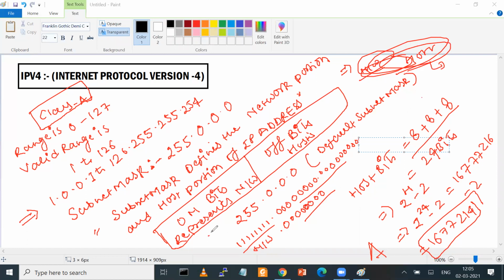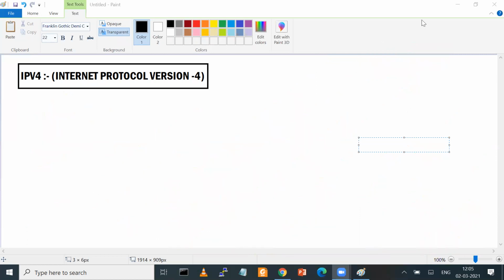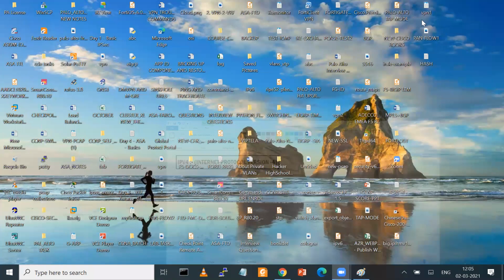But here we are using the default subnet mask, and on the basis of the default subnet mask we can calculate 128 networks and this number of hosts. So guys, for today we only perform this till class A calculation. In the next session we'll do the complete A, B, C calculation also.